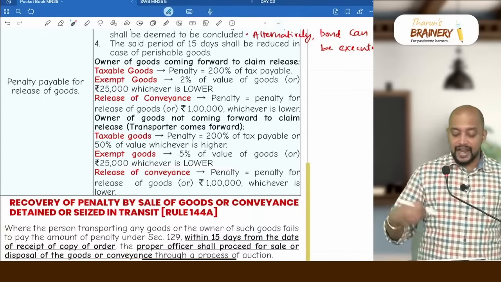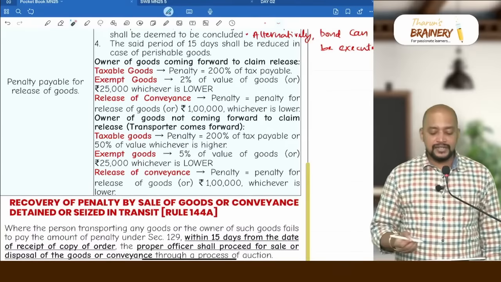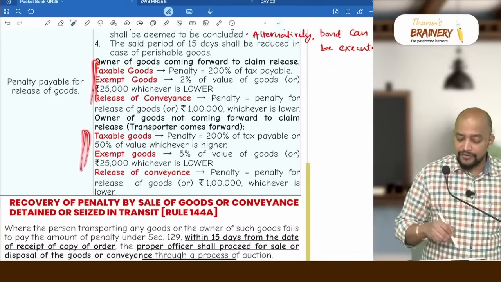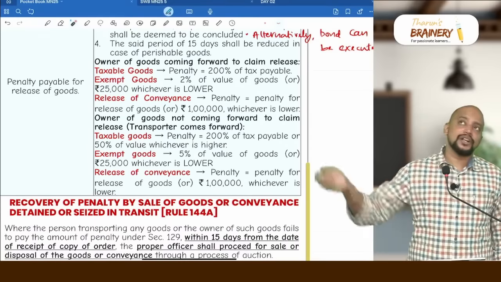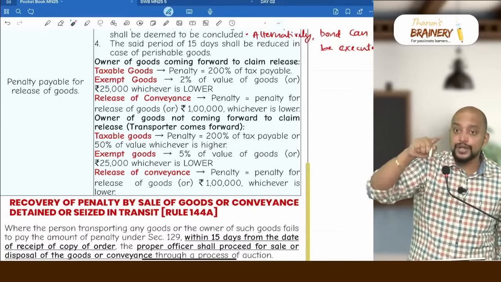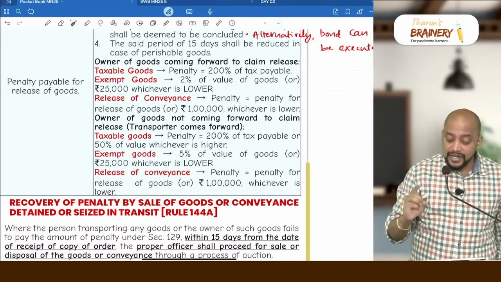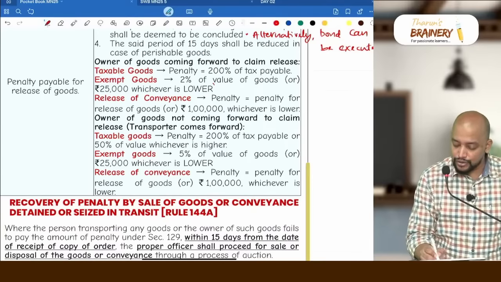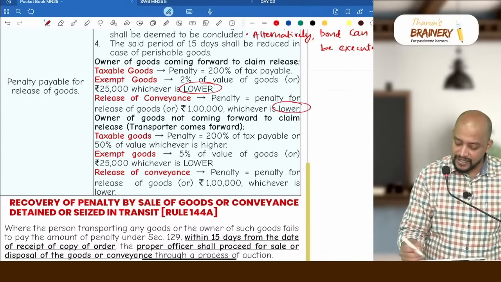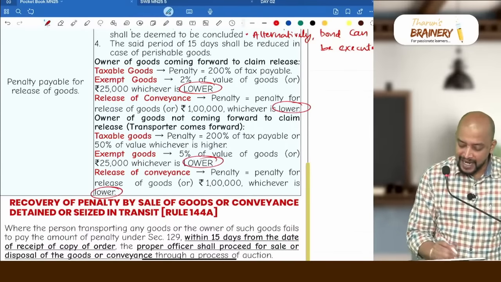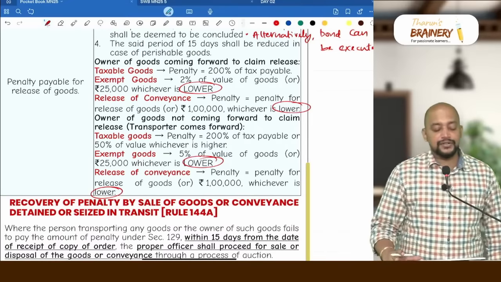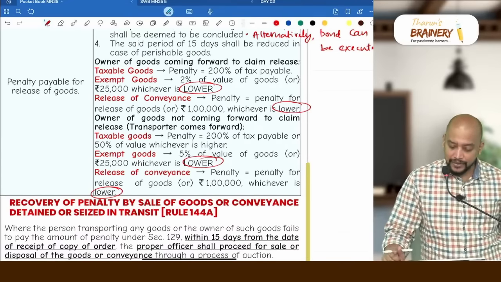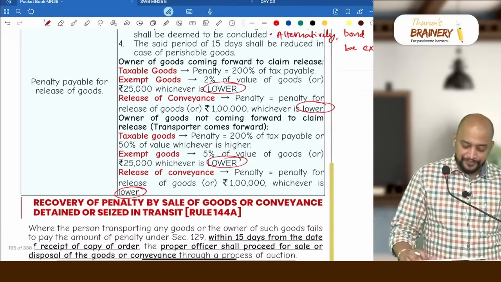And for release of conveyance, this is the penalty only for release of goods. But for release of conveyance, whatever is the penalty payable for release of goods, or 1 lakh, whichever is lower. So it is not whichever is higher, it is whichever is lower. These two places use the words whichever is lower. So the maximum penalty for release of conveyance will be 1 lakh. Okay. And next.